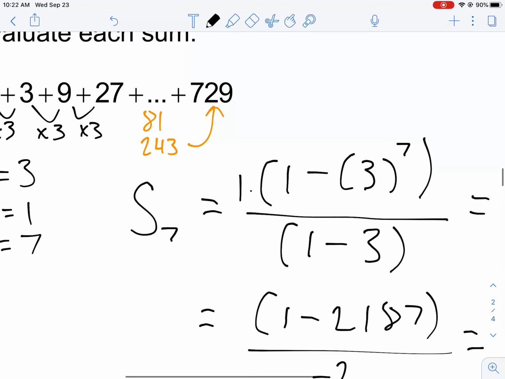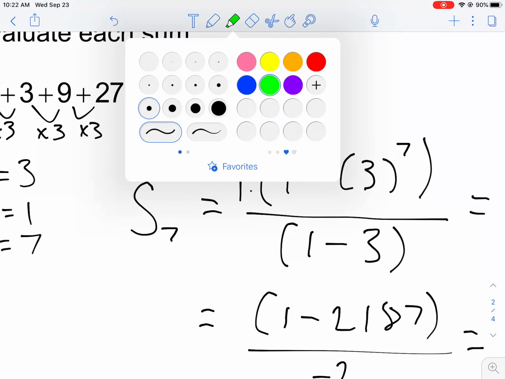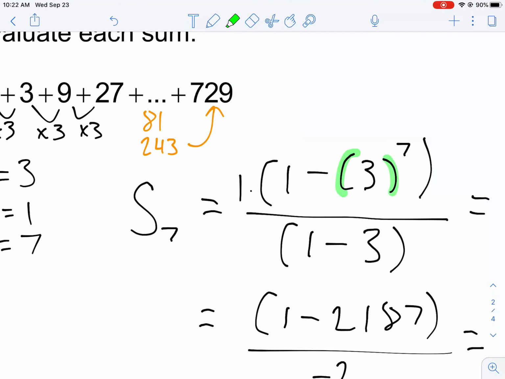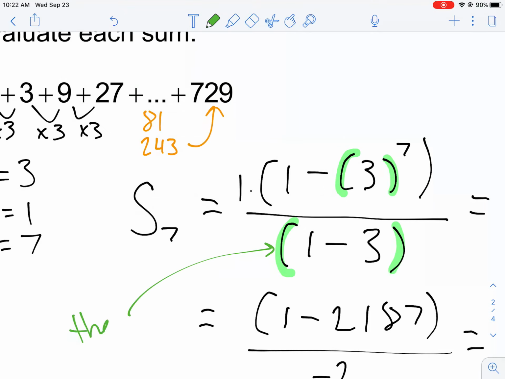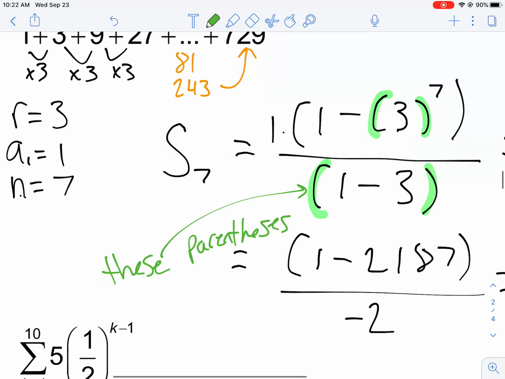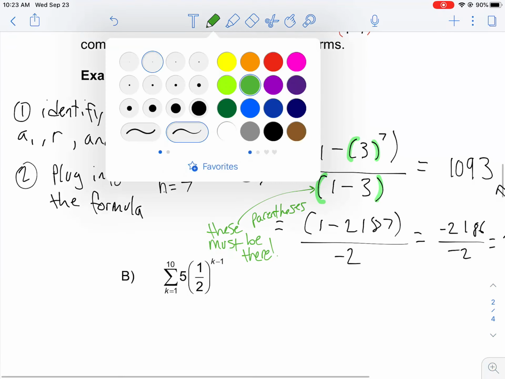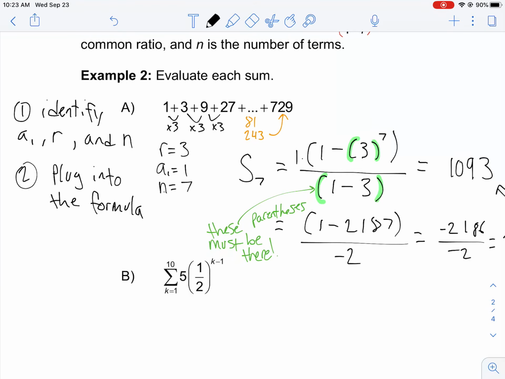Okay? But just keep in mind that these parentheses must be there. Okay, in this particular problem, the 1 over the 3 on the top, that one actually didn't, okay? But just get in the habit of it. I promise you it will totally save your bacon on later problems. Okay? So just keep that in mind.